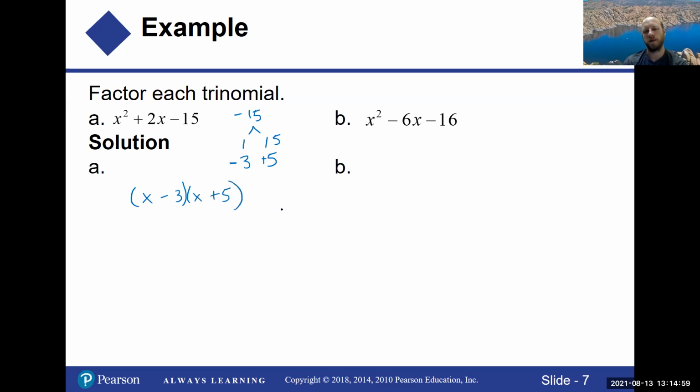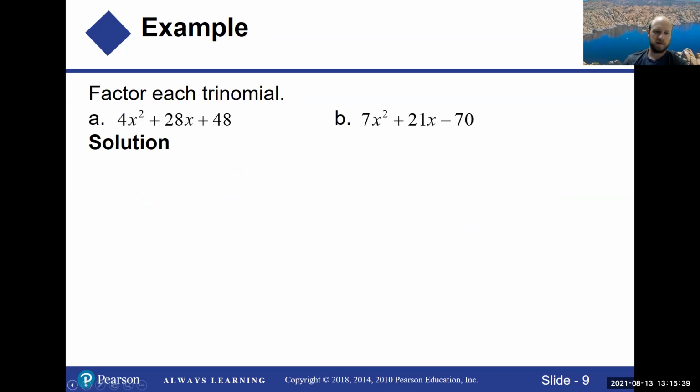And again, you can check it by foiling, okay? And that should work out for us. And then for this one, I need factors of -16 that add to give me -6. Well, let's try that. Factors of 16: 1 and 16, 2 and 8, 4 and 4. 1 and 16 aren't going to work. 4 and 4 are never going to give me a -6, but 2 and 8 will if 2 is positive and 8 is negative. So then my answer there is x plus 2 and x minus 8.